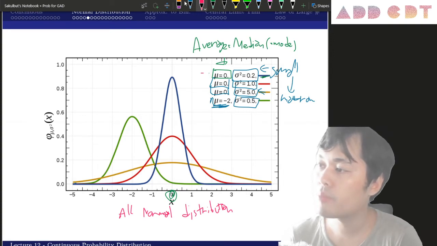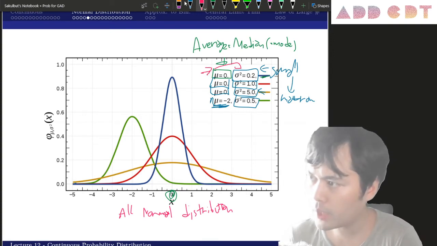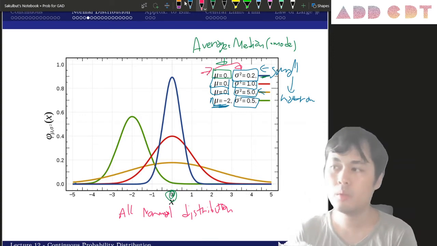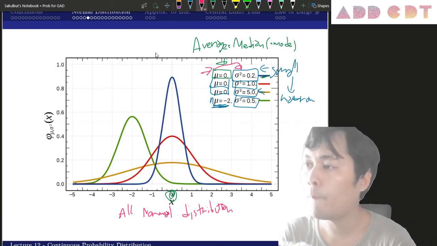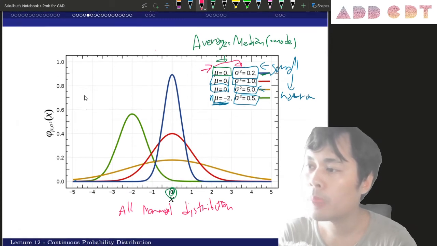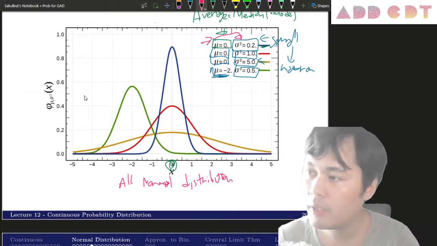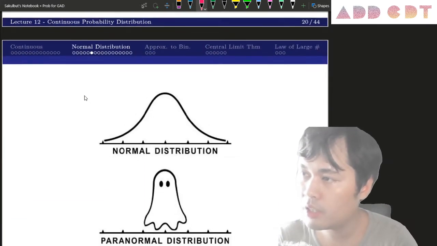Once we determine what the center or the mu is and what the spread or the variance is, we're going to study that in detail in a moment.